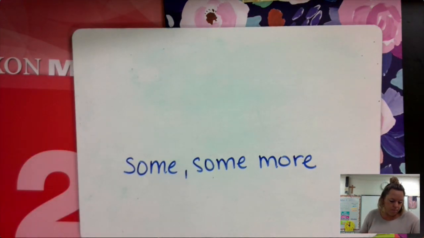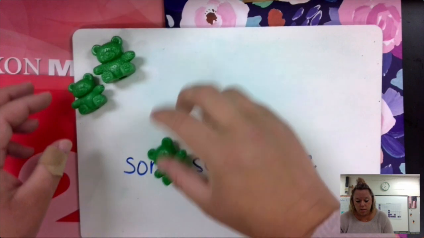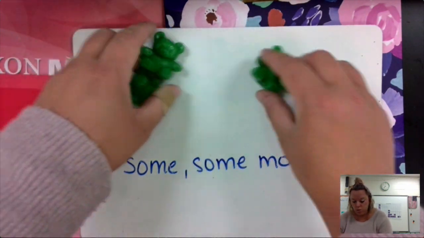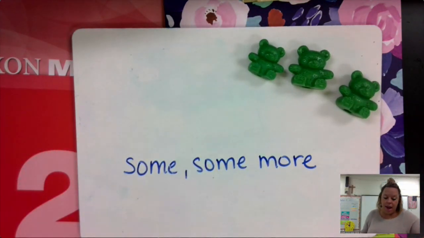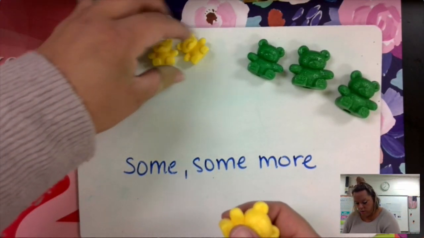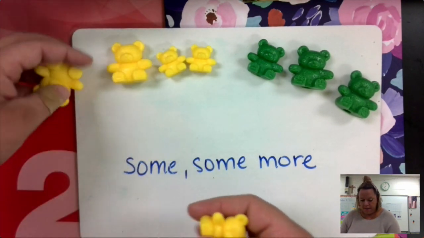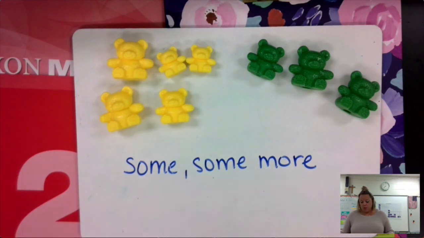This time, three children went to a party. So here they go. They went to the party. And now 5 other children went to the party. 1, 2, 3, 4, 5. Okay, so what happened in our story?